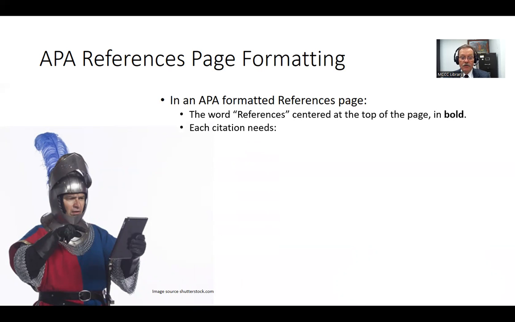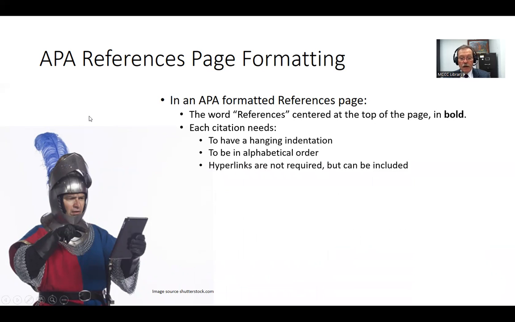For each of the individual citations in your references page, they need to have a hanging indentation. First line moved all the way to the left, subsequent lines pushed in a little bit. They need to be in alphabetical order. And hyperlinks, though not required by APA, can be included and are kind of encouraged.